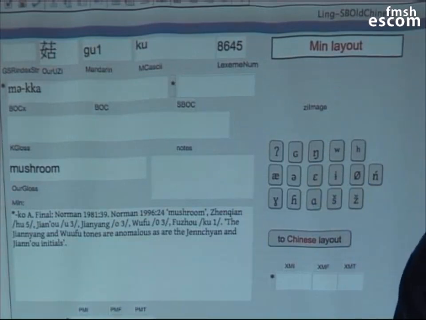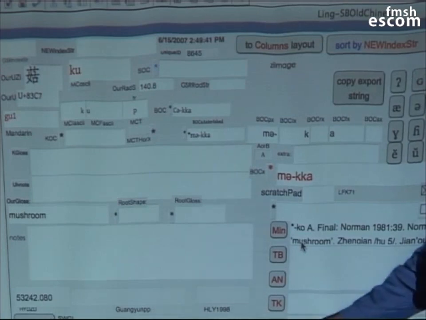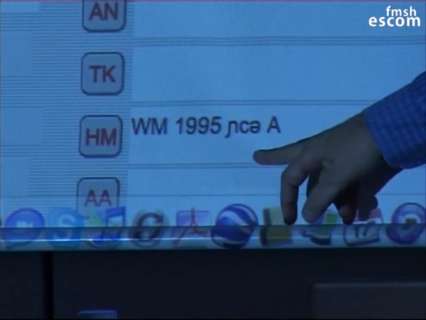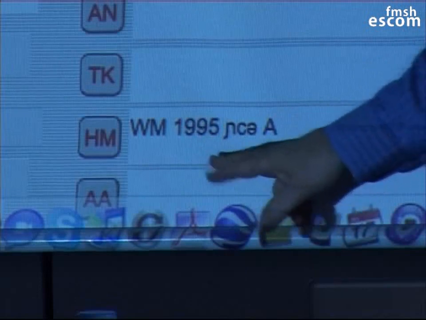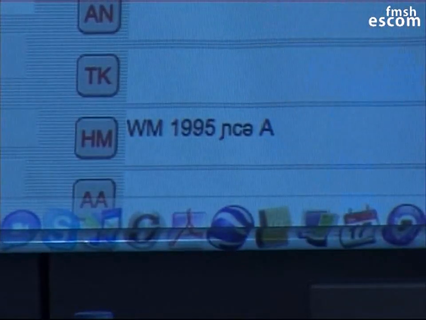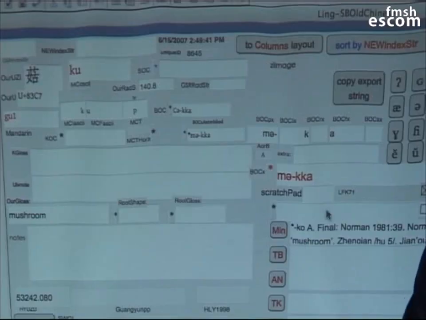And then if we go back, this is a reconstruction of Proto Hmong Mien by Wang and Mao. And they reconstruct the prenasalized form. Things look funny in Hmong Mien, there's no getting around it, but this is prenasalized in Hmong Mien, and it's believed to be a loan word from Middle Chinese.